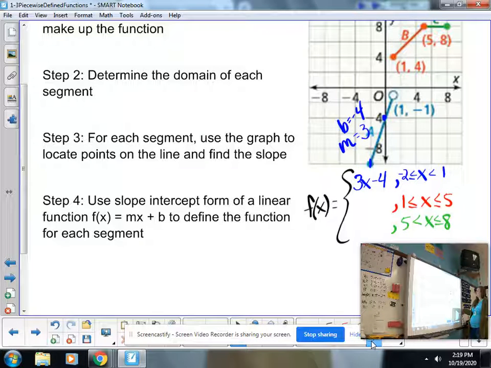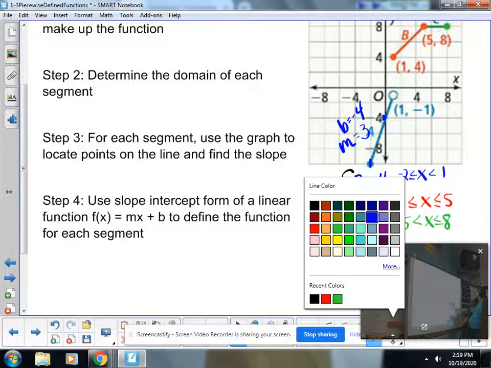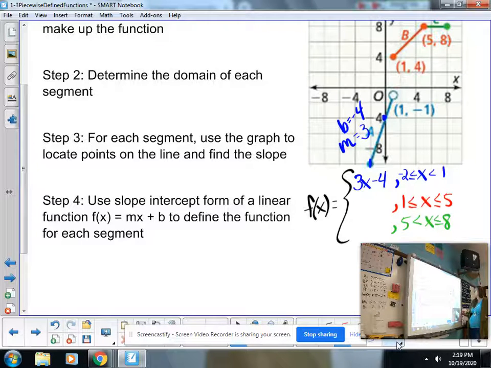The red piece is also diagonal. The red piece does not have a y-intercept, but I could count backwards to figure out where that y-intercept would be. So even if you have a diagonal segment that does not cross the y-axis, you can figure out where it would cross the y-axis if 0 was included in the domain of x.